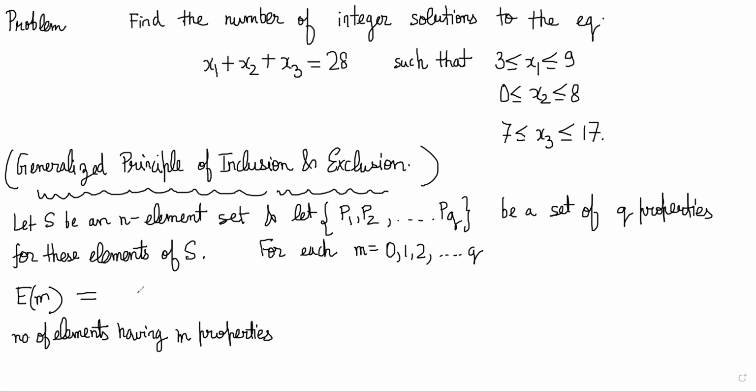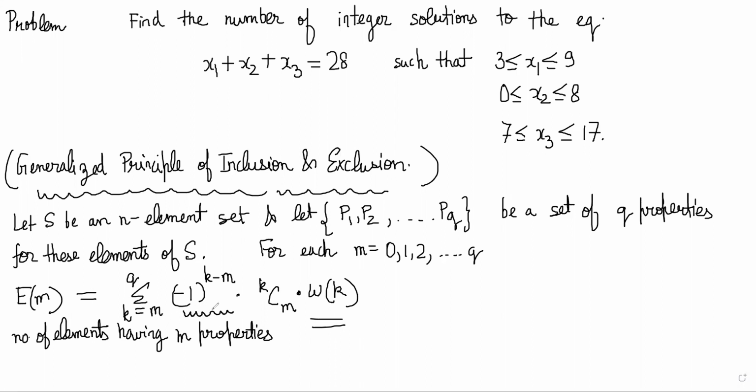Em is given by this summation, not over q, it is over k. K goes from m to q, and we have minus 1 to the power k minus m multiplied by kCm and multiplied by Wk, where obviously we have to understand what Wk is. So this is a summation where k goes from m to q. Q is the total number of properties, and we are counting the number of elements having m properties. So we start with m and go up to q.